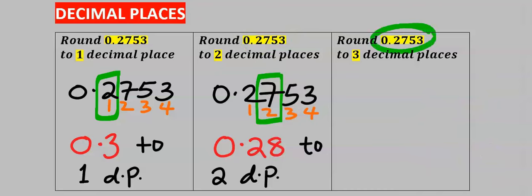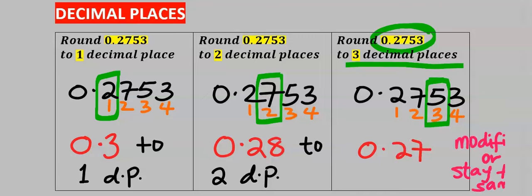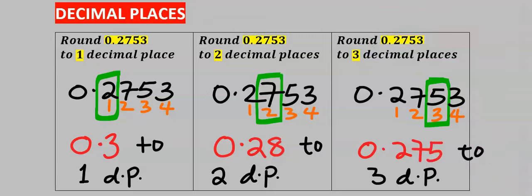Next, consider this question to 3 decimal places. Any number before the decimal is not our problem. The third number after the decimal is 5. Hence, 2 and 7 are free. 5 is either modified or it will stay the same. 3 cannot modify 5. Hence, 5 will return. And the answer is 0.275 to 3 decimal places.